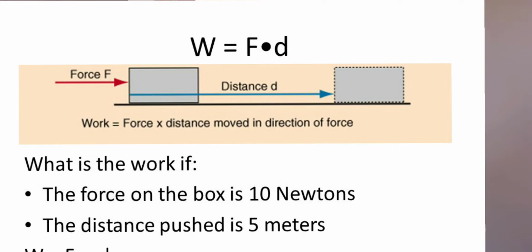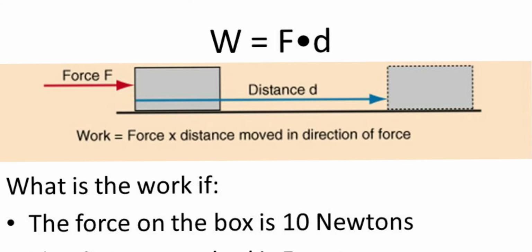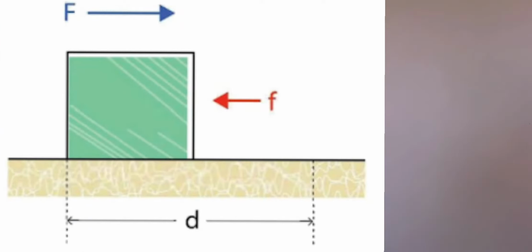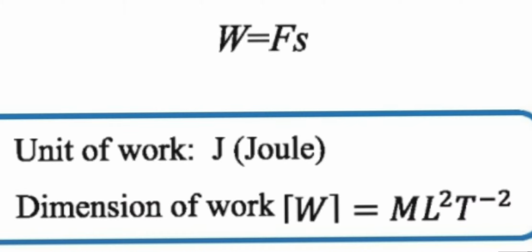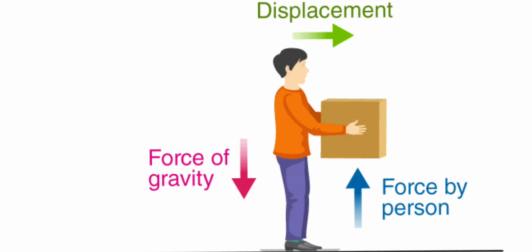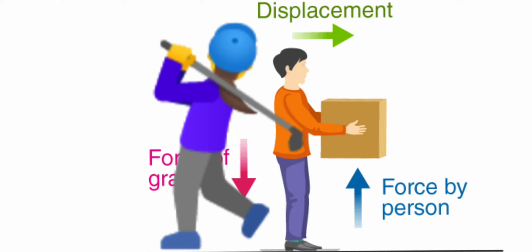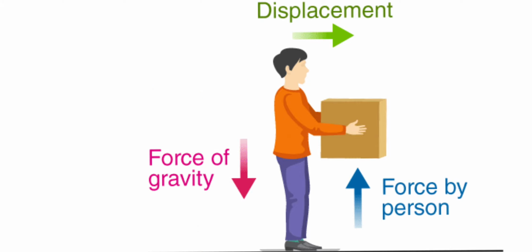Work is a measure of energy transfer that occurs when an object is moved over a distance by an external force, at least part of which is applied in the direction of the displacement. If a force F is applied on an object and the object traverses a distance S during the application of the force, then the amount of work W done by the force is W equals F times S.